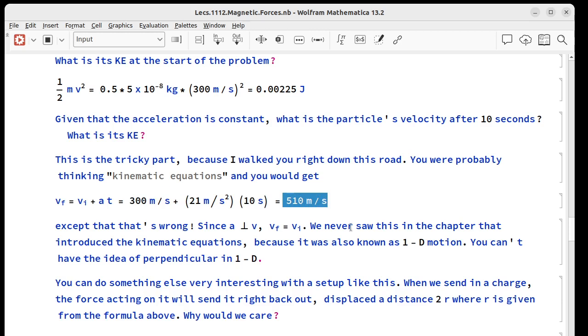But the problem is the acceleration is perpendicular to v, so it can't change the size of it. It can only change the direction. So our final speed and our initial speed are exactly the same. Now, this didn't come up in the chapter where you first looked at kinematic equations because you were looking at 1D motion and you don't have the idea of perpendicular in 1D. So the real answer would be the kinetic energy at the end is exactly what it was at the beginning.